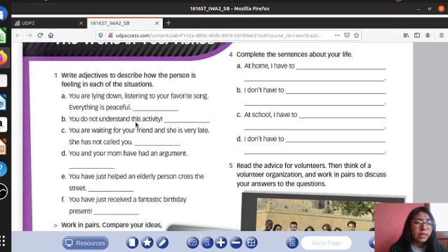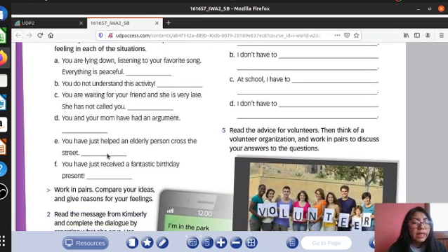The letter D. You and your mom have had an argument, okay? So pay attention. What is the meaning of argument? Look in your dictionaries. That's right, it's like a fight, okay? So how do you feel? Okay, you can feel angry or maybe sad, okay? You are sad because you had an argument with your mother.